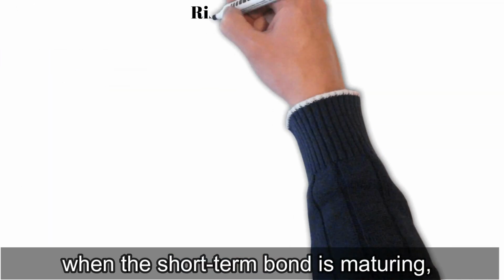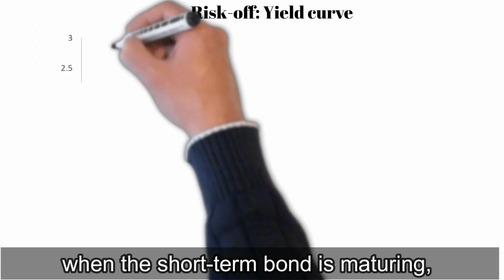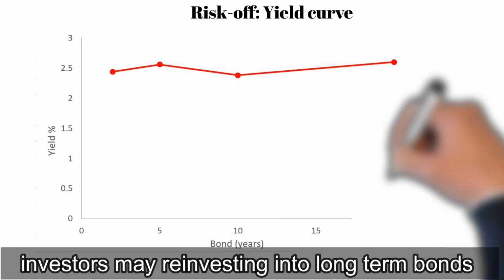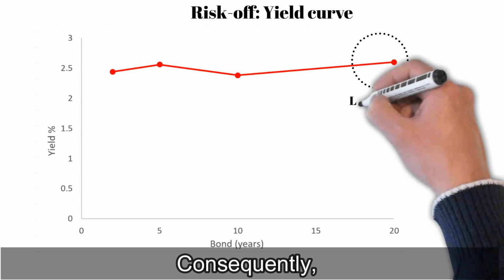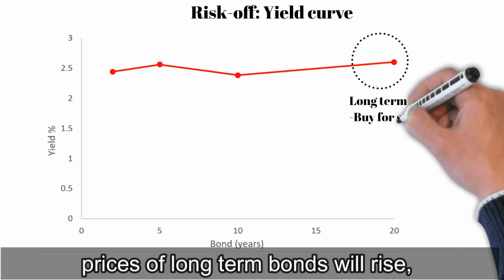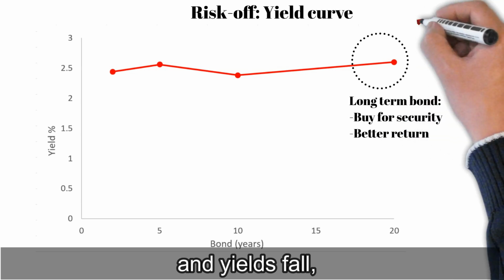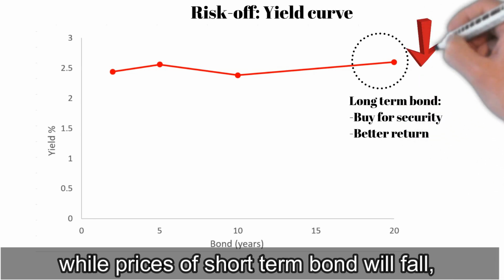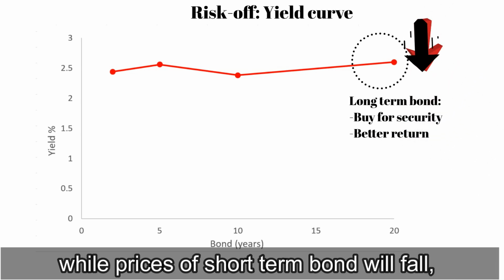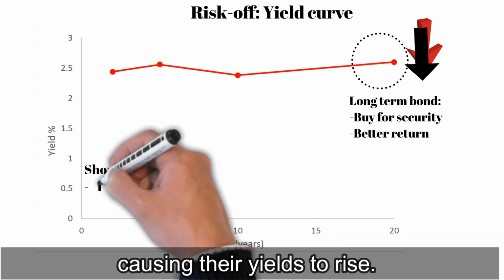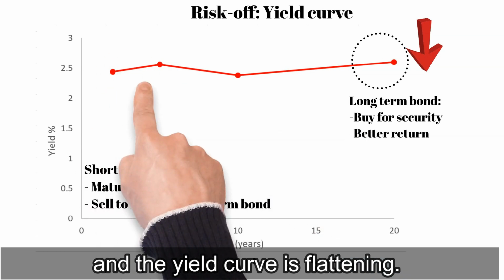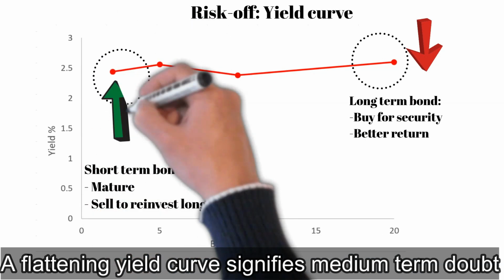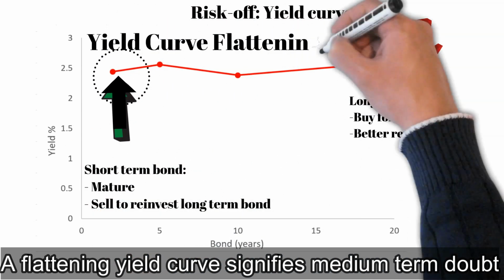In addition, when short-term bonds are maturing, investors may reinvest into long-term bonds, which yield better return. Consequently, prices of long-term bonds will rise and yields fall, while prices of short-term bonds will fall, causing their yield to rise. This will narrow the spread, and the yield curve is flattening. A flattening yield curve signifies a medium-term down.